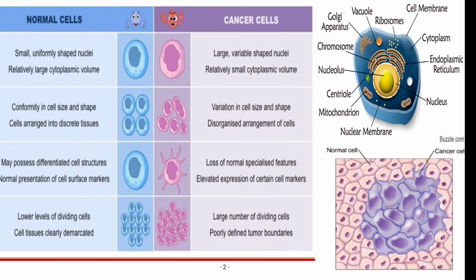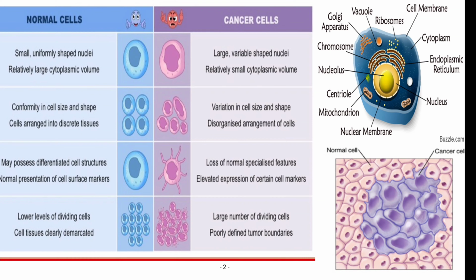Normal cells have small, uniformly shaped nuclei and a relatively large cytoplasmic volume, while cancer cells have large, variably shaped nuclei and a relatively small cytoplasmic volume. Normal cells are uniform in cell size and shape, and cells are arranged in discrete tissue. In cancer cells, there is variation in cell size and shape, and a disorganized arrangement of cells.